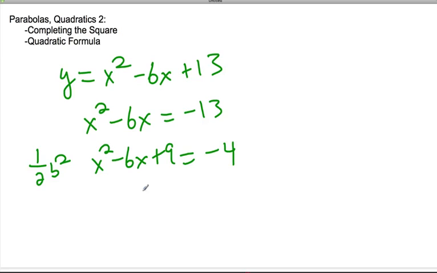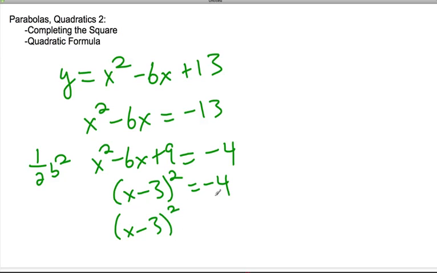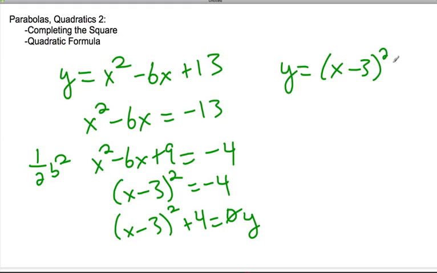But this creates a perfect square trinomial. x minus 3 squared equals negative 4. How about that? It creates a perfect square trinomial. So now all we have to do is move our 4 back over to the other side. So we add 4, and let's just put that as y. And then suddenly we have our vertex form right then and there: y equals x minus 3 squared plus 4. So this is another method, completing the square, and the vertex formula.